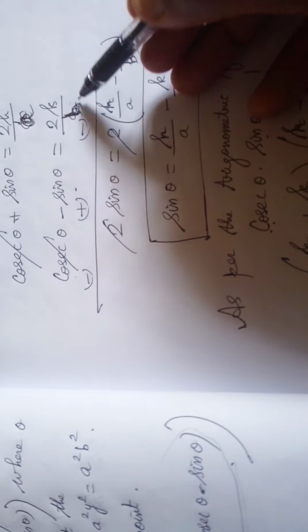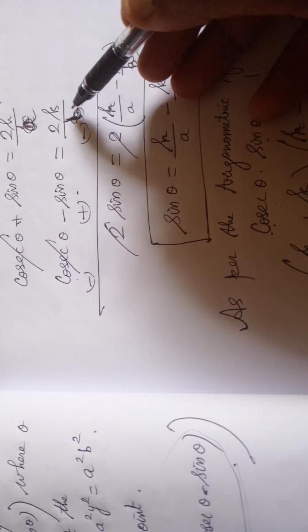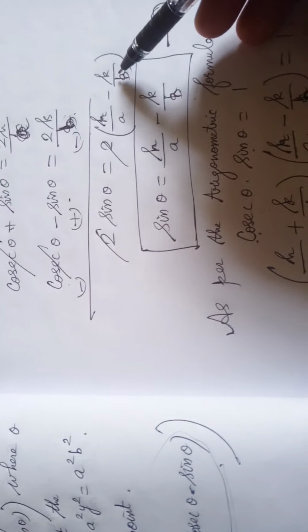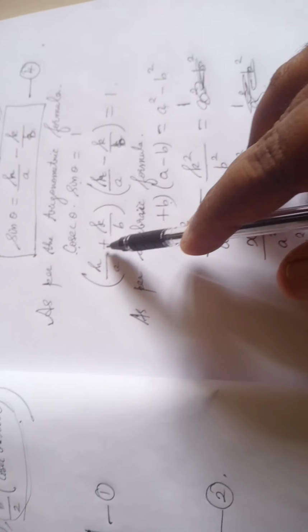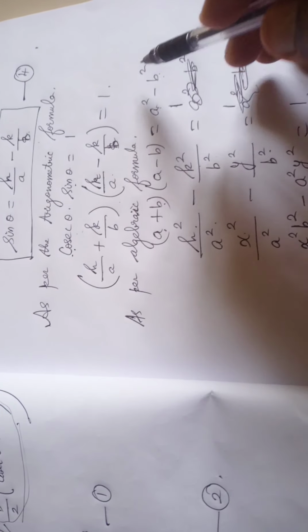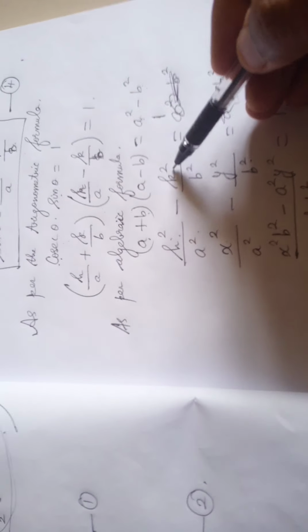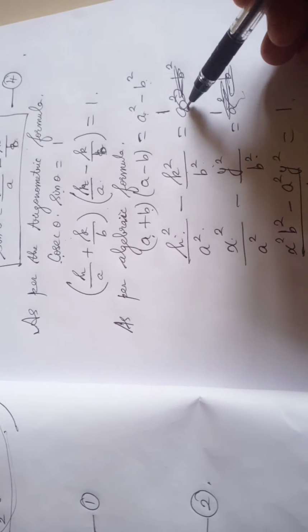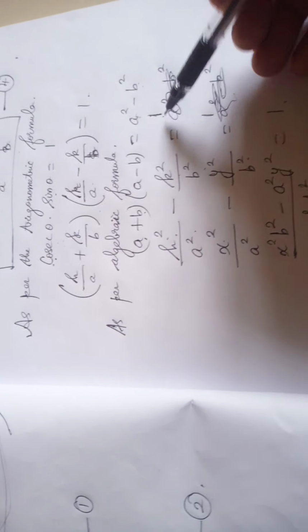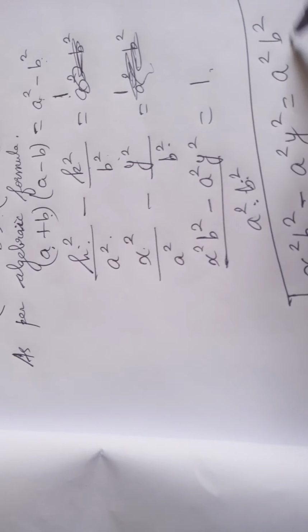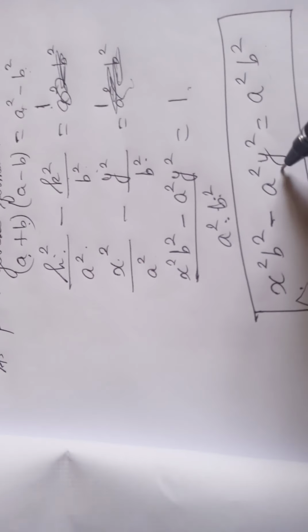That's all about this problem. One more thing: here I have made a mistake. It should be 2k by b only; previously I have written a. So while taking common, it should be b here also. As per the formula, (a + b)(a − b) equals a² − b², where a is h by a, so h² by a², and b² is k² by b², equal to 1. So a² b² into 1 is a² b², giving x² b² minus a² y². That's all about this problem.